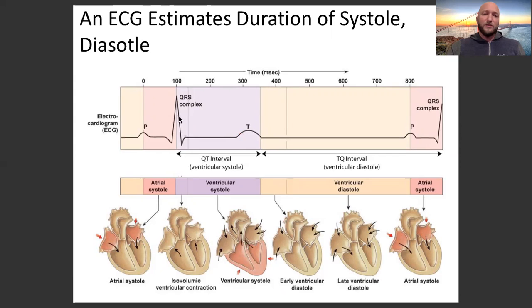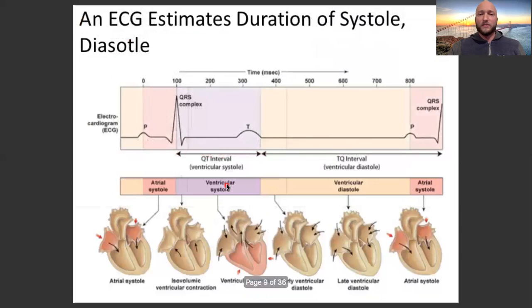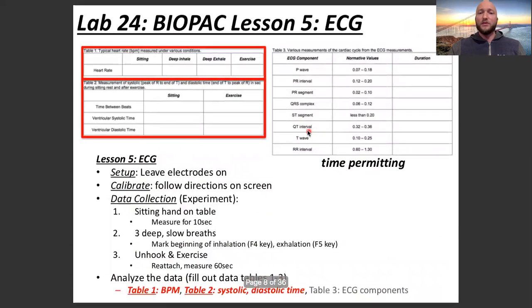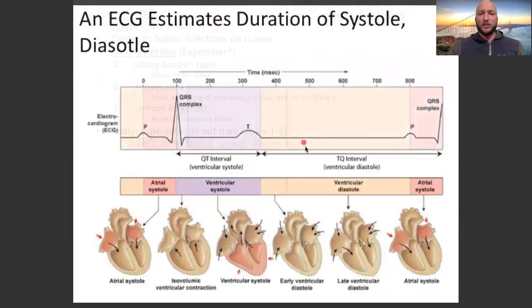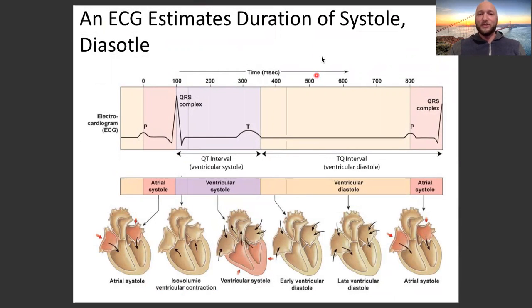So atrial systole is P wave to QRS. Ventricular systole is QRS to T wave. How are those values going to change in these different situations? How is the TQ and QT interval going to change? How is the PR interval going to change? Hypothesize. I'll see you in the discussion. If you have any questions, as always, please reach out to me. I'm here.